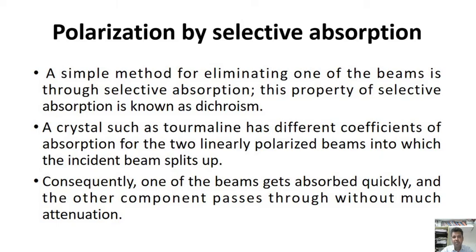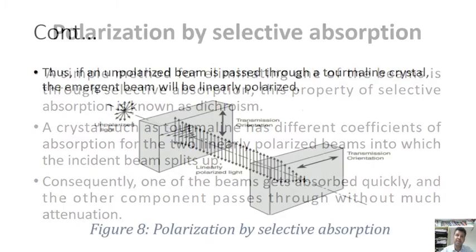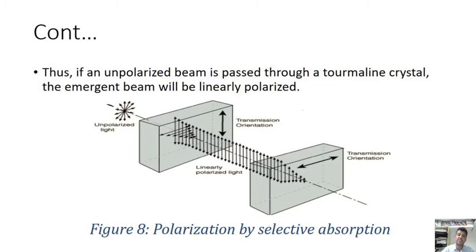Consequently, one of the beams gets absorbed quickly and the other component passes through without much attenuation. That is the way of absorption, and we can get polarization. You can see the selective absorption.